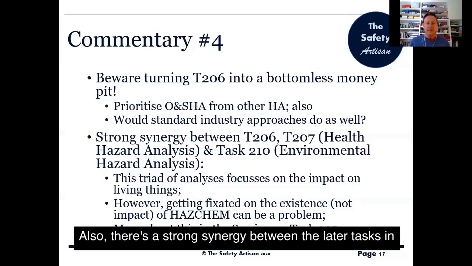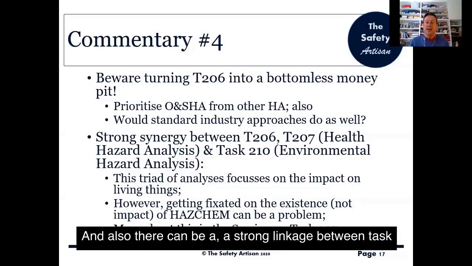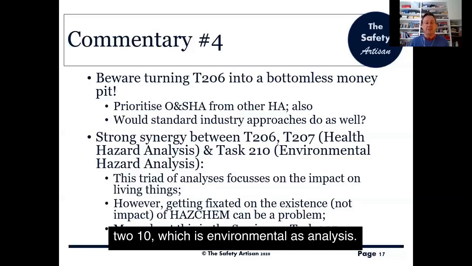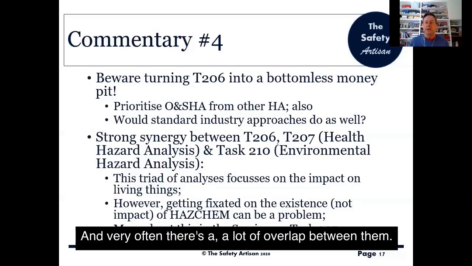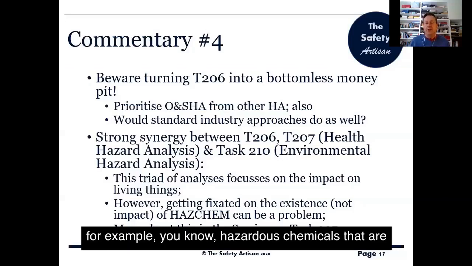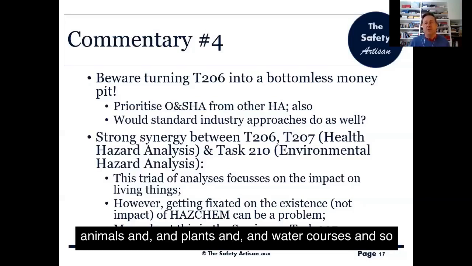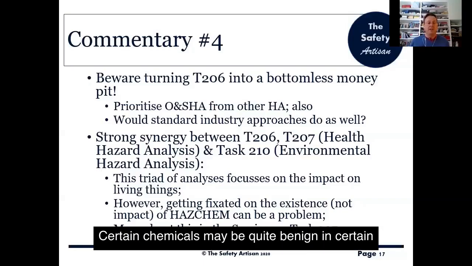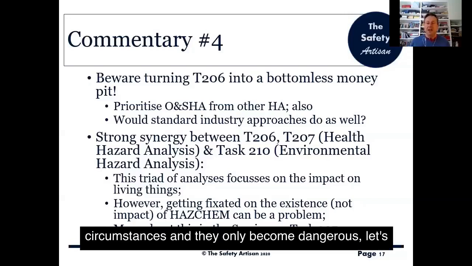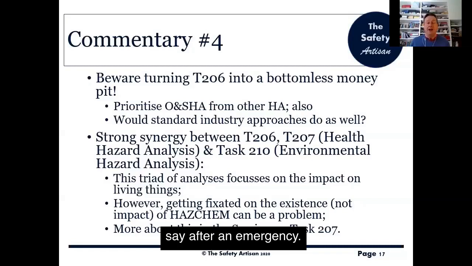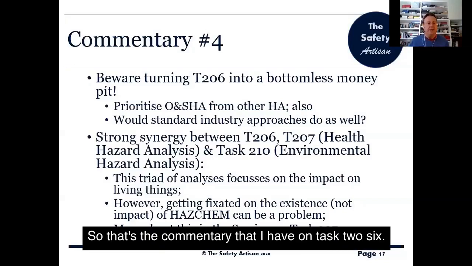Also, there's a strong synergy between the later tasks in the 200 series. And also there can be a strong linkage with task 210, which is environmental hazard analysis. And very often there's a lot of overlap between them. For example, hazardous chemicals that are dangerous for humans are often dangerous for animals and plants and watercourses and so on and so forth. Certain chemicals may be quite benign in certain circumstances, and they only become dangerous, let's say, after an emergency. So that's the commentary that I have on task 206.